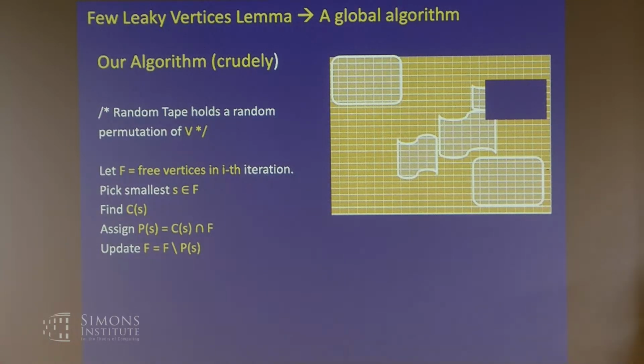Right? The freshly captured set, the freshly captured vertices in F. And I update the free set. That's my global algorithm. So now what I want to describe is the local algorithm.